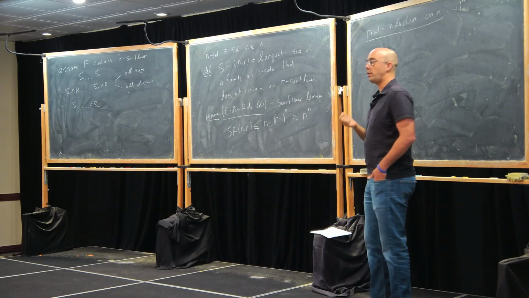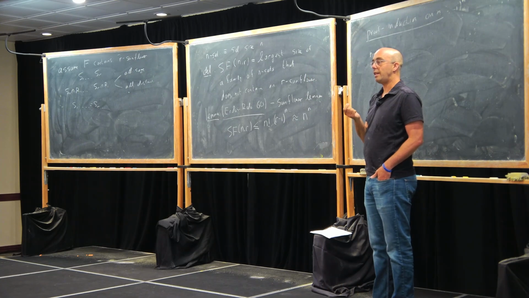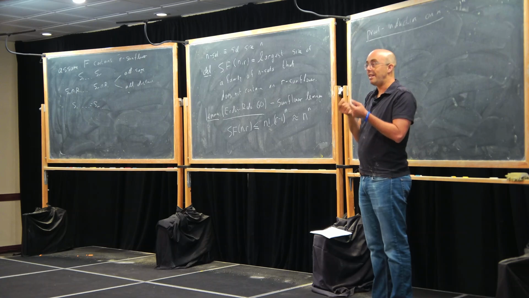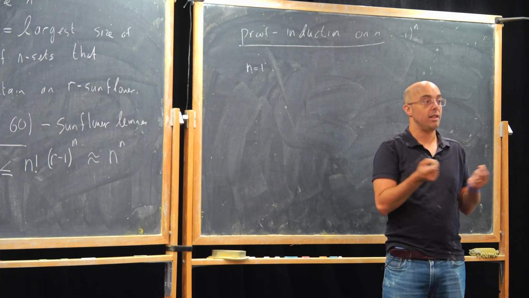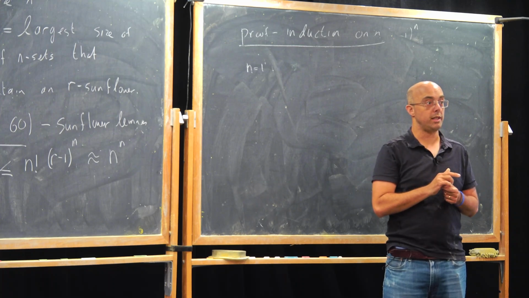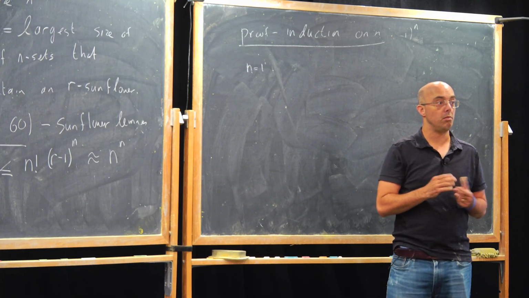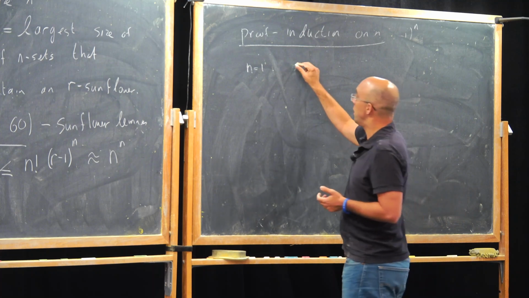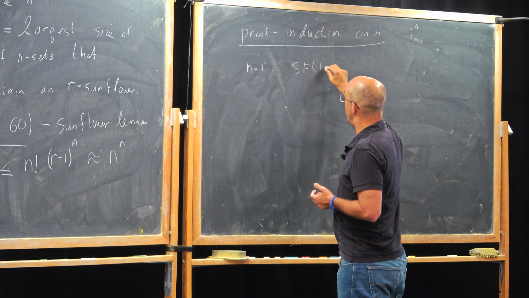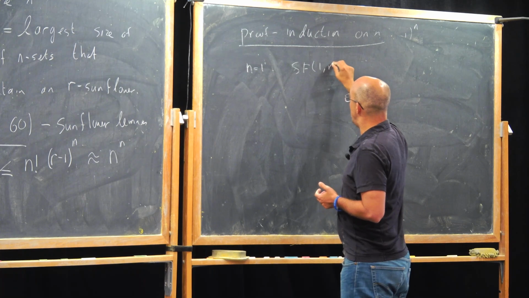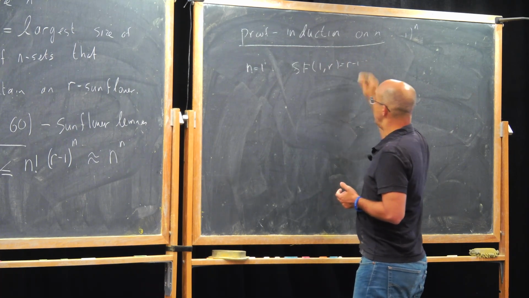So if n is 1, you have sets of size 1. How many distinct sets of size 1 can you have without a sunflower of size R? R minus 1. Because once you have R sets, then you choose R distinct sets, they give a sunflower. So for n equal to 1, the answer is R minus 1.